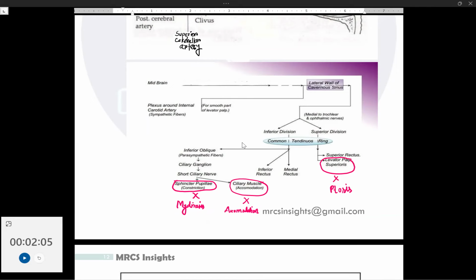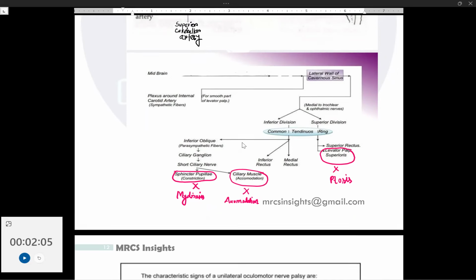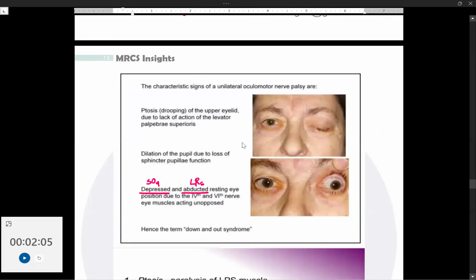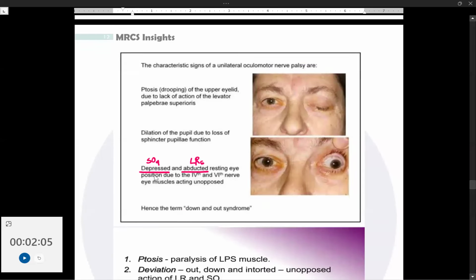Most eye muscles are supplied by the oculomotor nerve except the superior oblique and lateral rectus. So the action of the superior oblique and lateral rectus will take the upper hand. So what will happen? Let's see. There is ptosis due to the lack of action of levator palpebrae superioris, and also dilatation of the pupil due to loss of sphincter pupillae function. And what is the function of the superior oblique muscle? It causes downward movement of the eyeball.